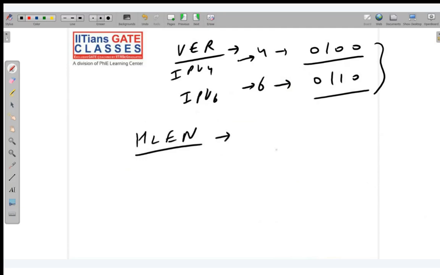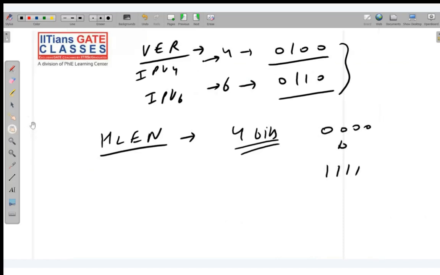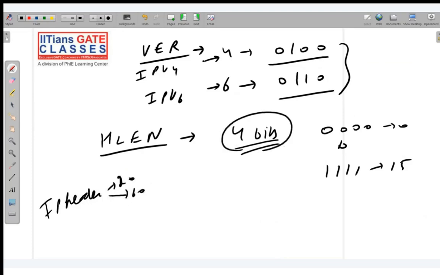Header length field, I have told you, is just 4 bits. 4 bits means you can go from 4 zeros to 4 ones. 4 zeros means 0 and 4 ones means 15. So header length can go from 0 to 15. But what I have told you, IP header minimum is 20 and maximum is 60. So how will you match it? In 4 bits you cannot store 20 or 60. So what we will do, we will multiply it by 4. Whatever the header length is, you will multiply it by 4 to get the actual IP header length value.